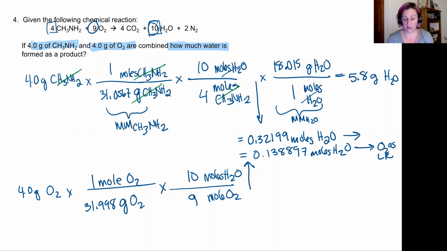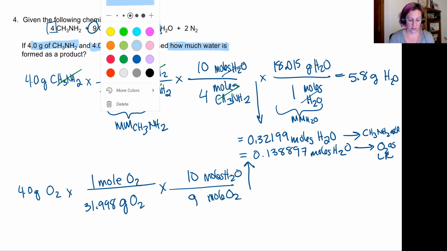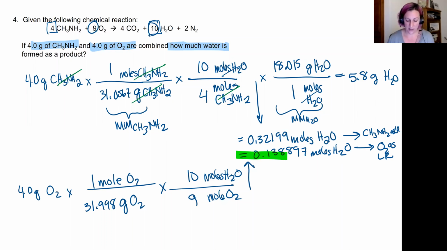Now, this is coming from my oxygen as the limiting reactant, and the one above is from my methylamine as my limiting reactant. So I can compare here, right? And looking at these, the one that's smaller is the moles of water that are from my oxygen starting point. So that tells me that oxygen is the limiting reactant. So I could stop and compare moles there, but I still need a reported mass.